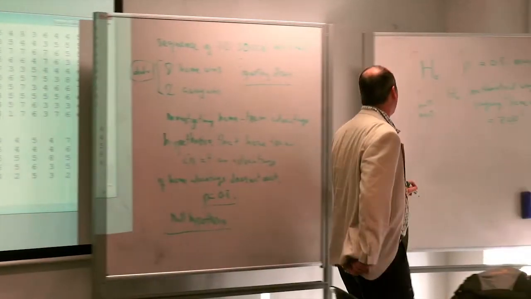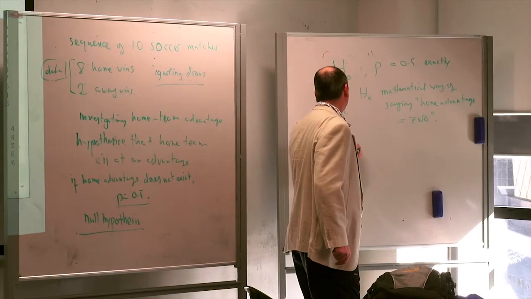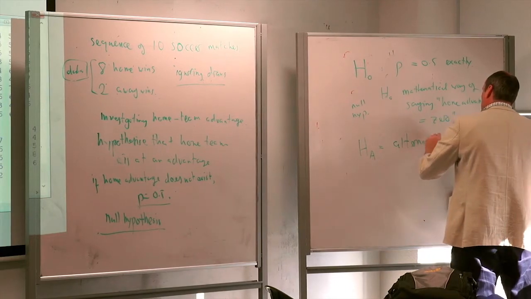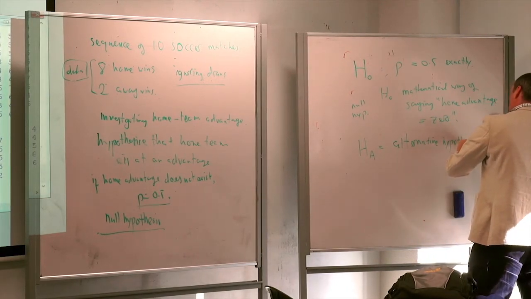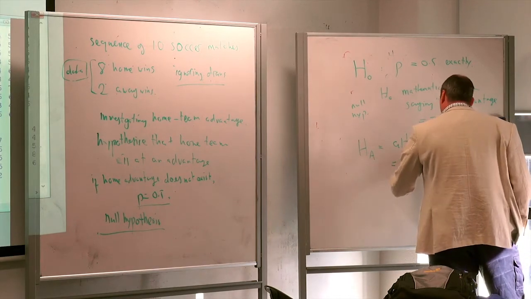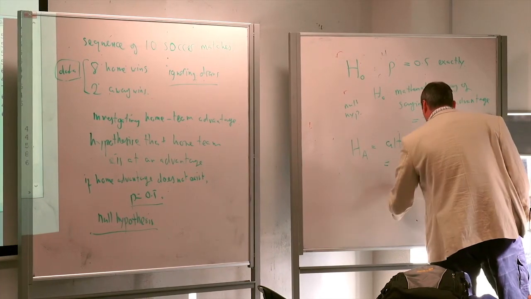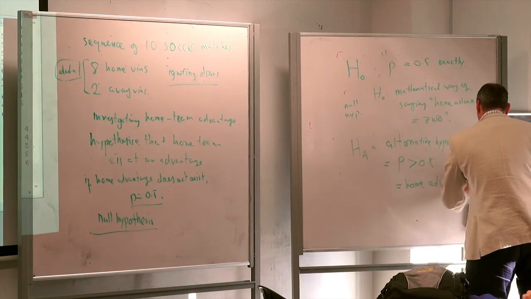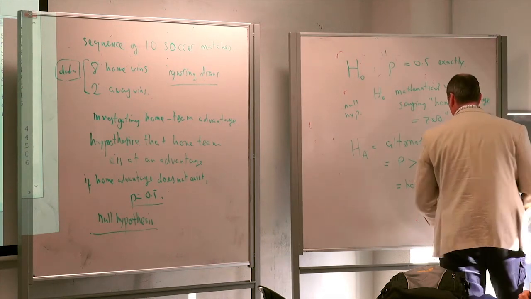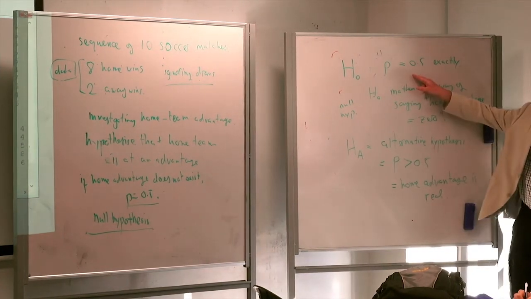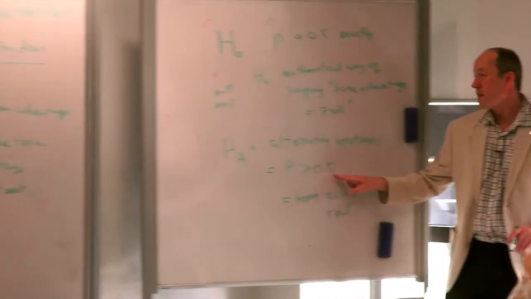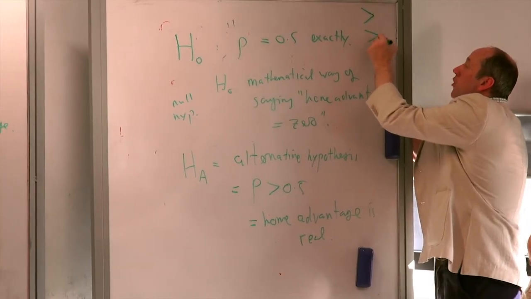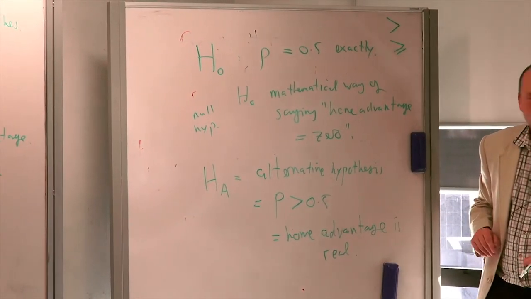You need another piece in the jigsaw here. HA equals the alternative hypothesis, that P is greater than 0.5, meaning home advantage. Okay? Null hypothesis, no home advantage. Alternative hypothesis is that P is strictly greater. Notice I'm writing greater, not greater than or equal to. All right?